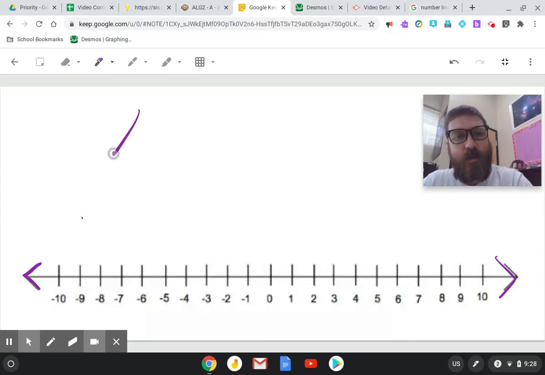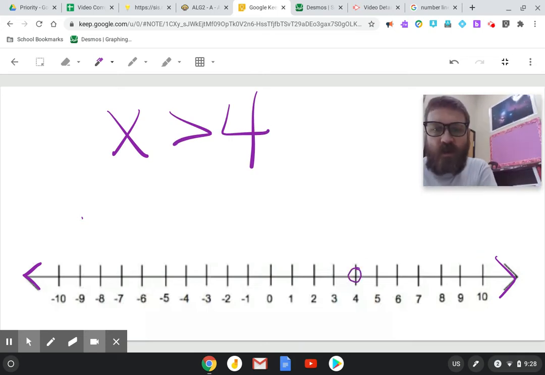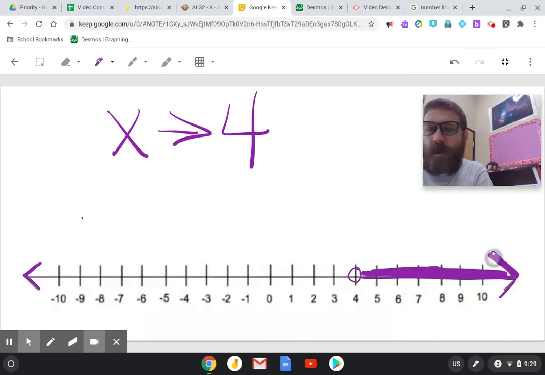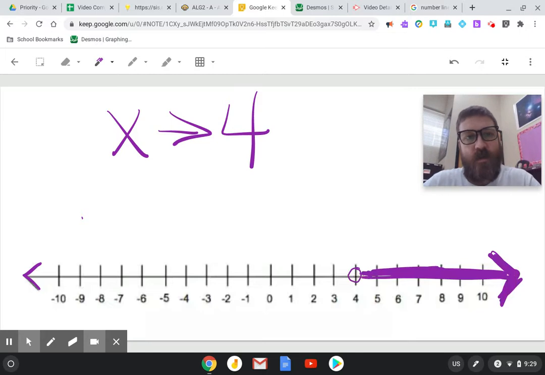Again, let's go back to what we had. We had x is greater than 4. Well, this tells me I'm going to have an open circle at 4 and that my shading is going to go in this direction over here. So I'm just going to shade my number line like that and my arrow. And so that would be the solution to this inequality.